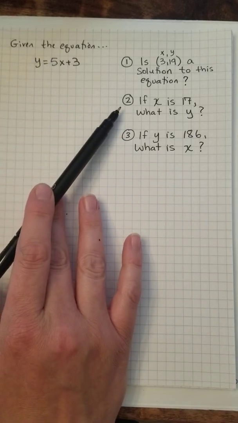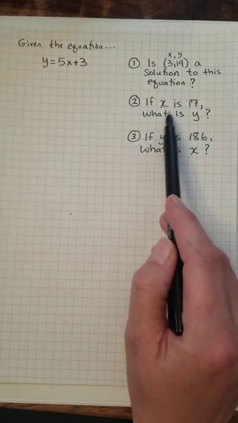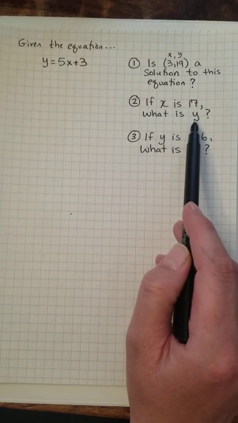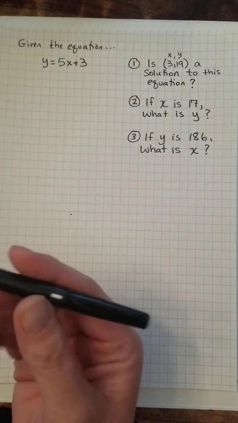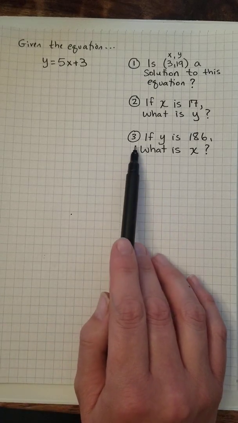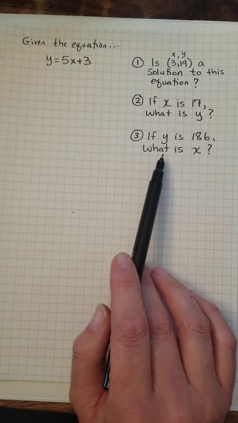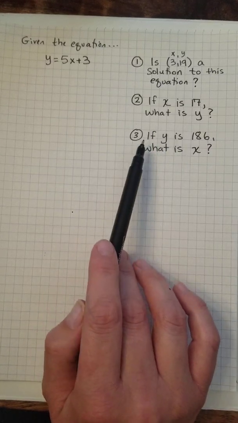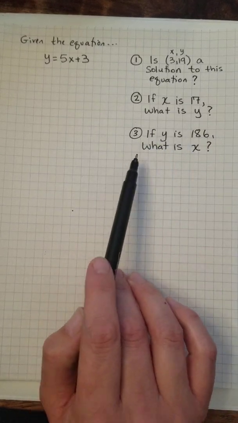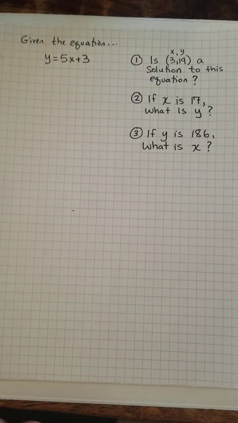Next, I want you to find out if when x is 17, what is y? Again, you're going to plug into the equation and solve. And then lastly, number 3, you're going to use your knowledge of river problems, so the river method that we've been using. If y is 186, what is x? So please pause your video and work out these problems.